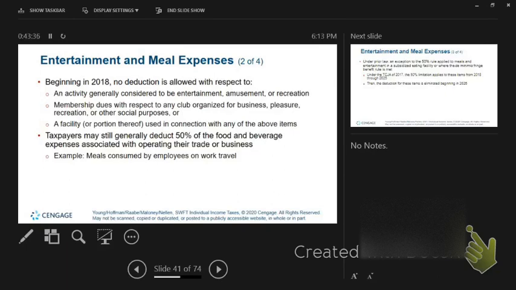Taxpayers can still usually deduct 50% of food and beverage associated with operating their trade or business. Meals consumed while traveling: when they reimburse us for meals while traveling, they can still deduct 50% of that.